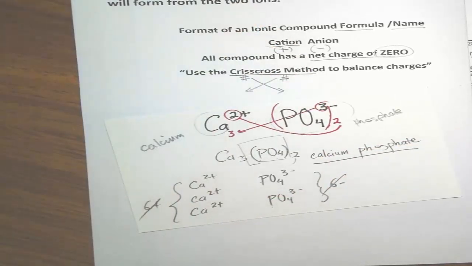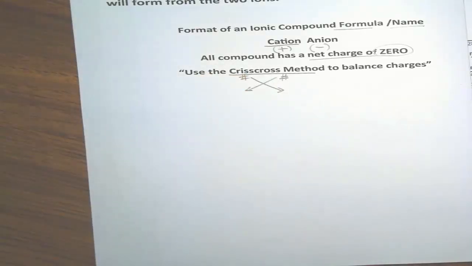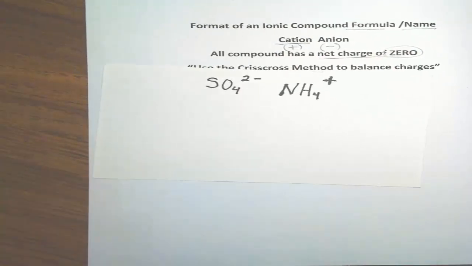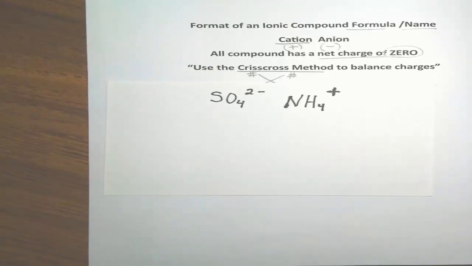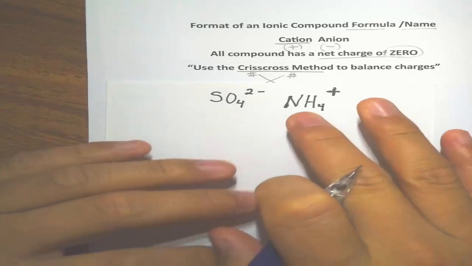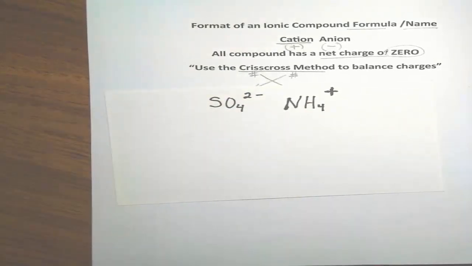And that's all we have to do. Let's try another example problem with polyatomic ions. How about this one? We have sulfate, SO4 2 minus, and ammonium, NH4 plus. So they are both polyatomic ions.